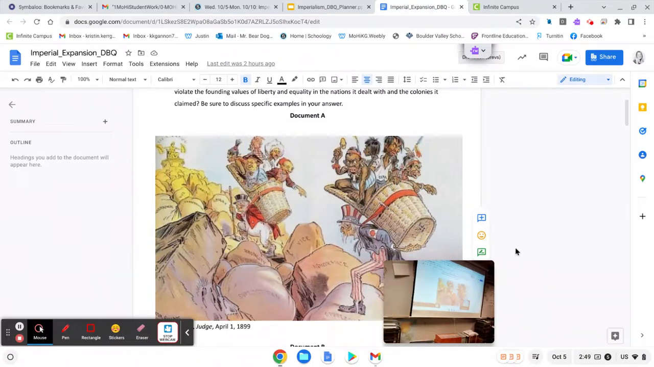We're going to highlight certain things that are important. All right, so document A, we've looked at this before. I want you to highlight that part up there with the civilization. Circle that. This is an example here of social Darwinism, and they're bringing, literally, the burden of bringing people to civilization.